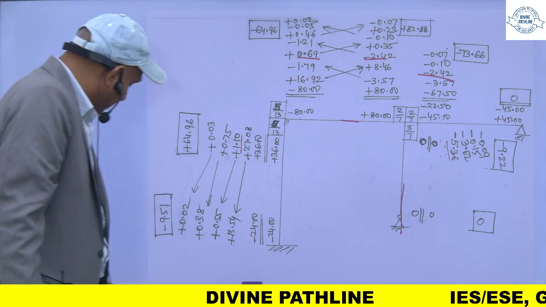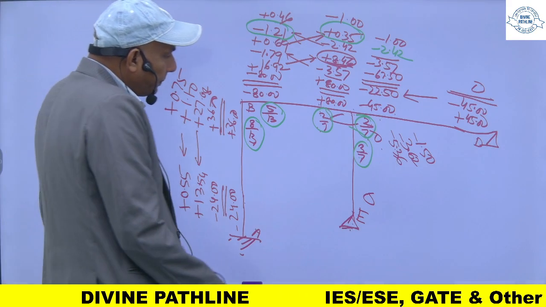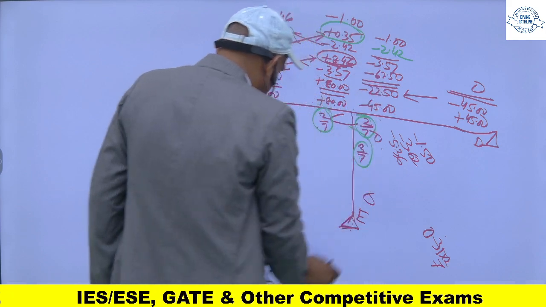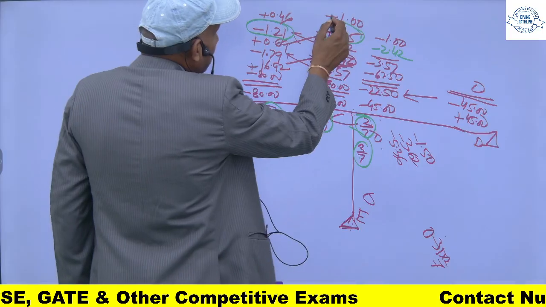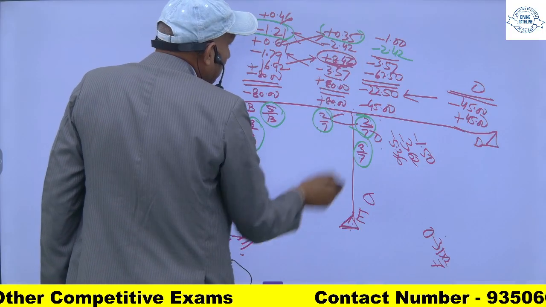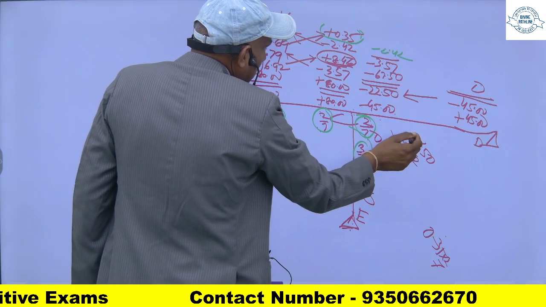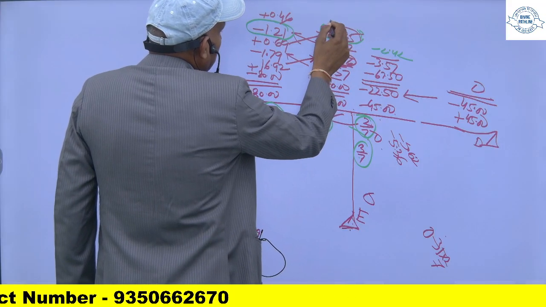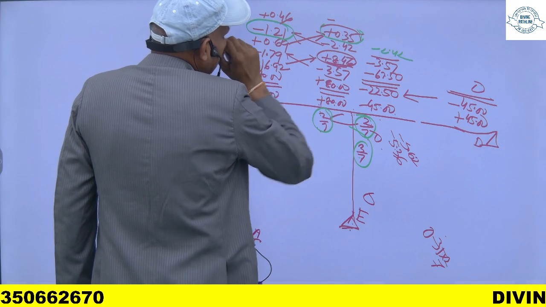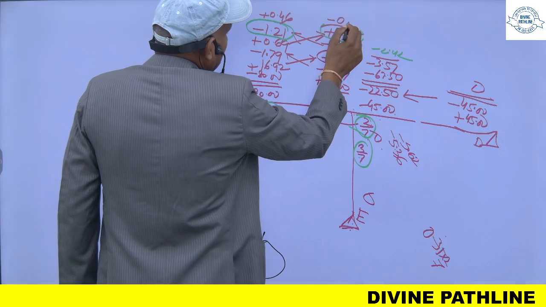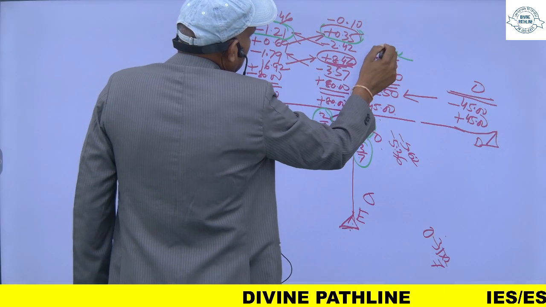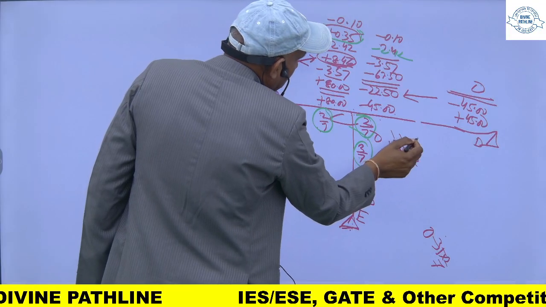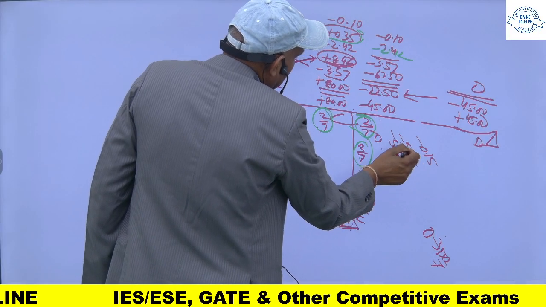0.10 you will get. I think some mistake I have done. It will be 0.35 into 2/7. It will be 0.04. It will be minus 0.10 minus 0.10, and this will be minus 0.15.